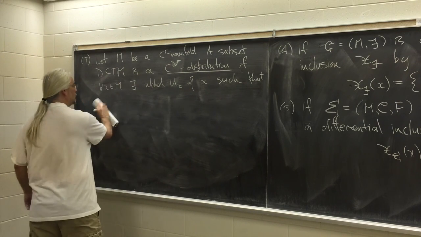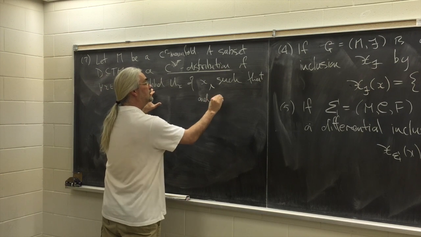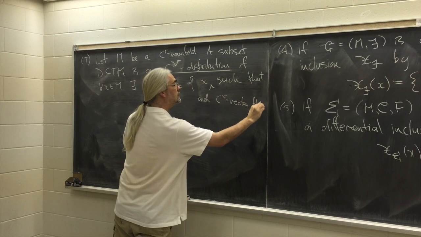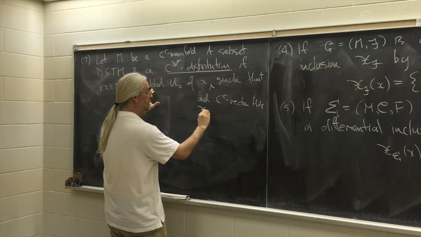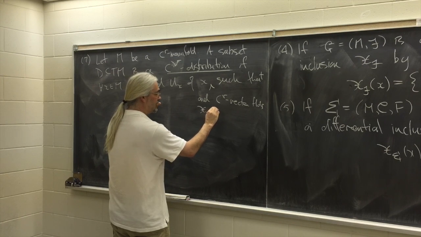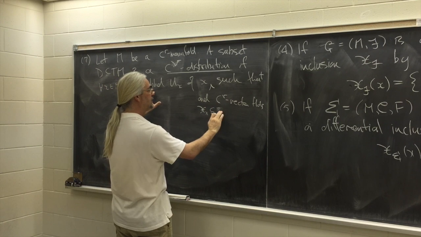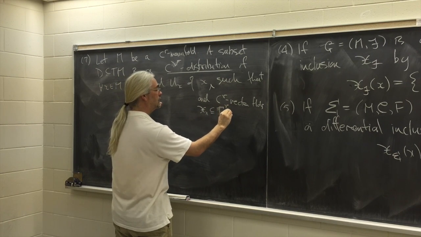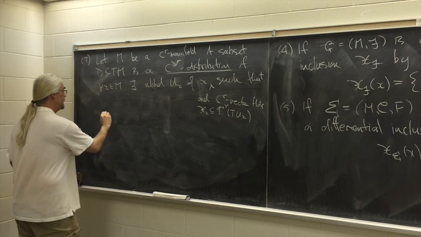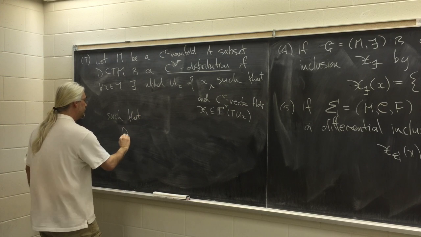Sorry. I need one more piece of data here. So there's a neighborhood U sub x of x and C new vector fields, which I'll write as little x sub x. And these are vector fields on U sub x, such that, okay, then that's D sub x.